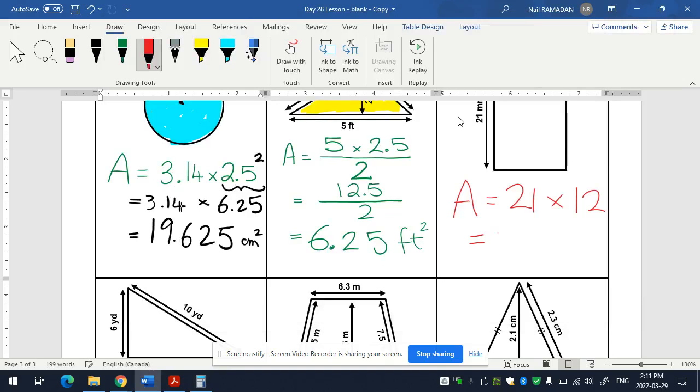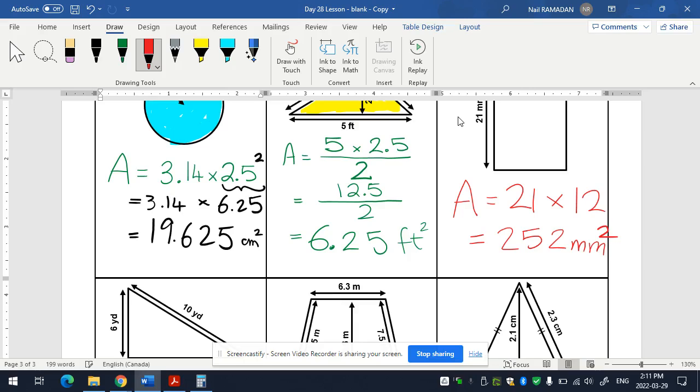252. Say again? Exactly. Not just millimeters, because that would be length. We're talking about area. I love the way you say, yeah, yeah, yeah, Mr. Ramadan. Hush, hush, hush. I know this one. Done. You know what? I like the way you think.